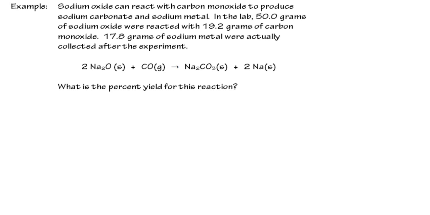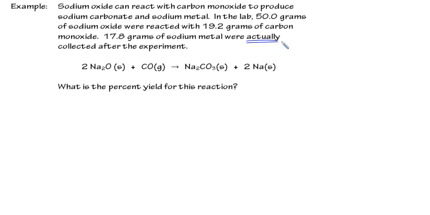We have an equation. We're going to react some sodium oxide and carbon monoxide to produce sodium carbonate and sodium metal. That sounds fun. In the lab, we have 50 grams of sodium oxide, 19.2 grams of carbon monoxide, and 17.8 grams of sodium metal actually collected. That's nice. They use the word actually. That's our actual yield. So we just need to calculate the theoretical yield.